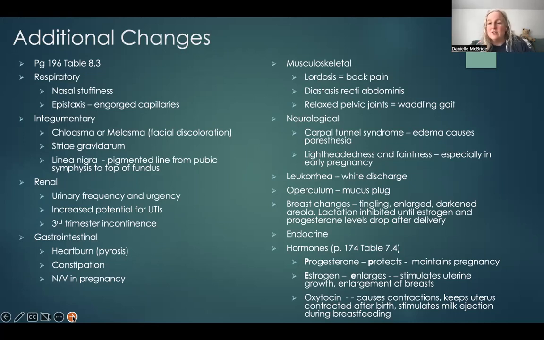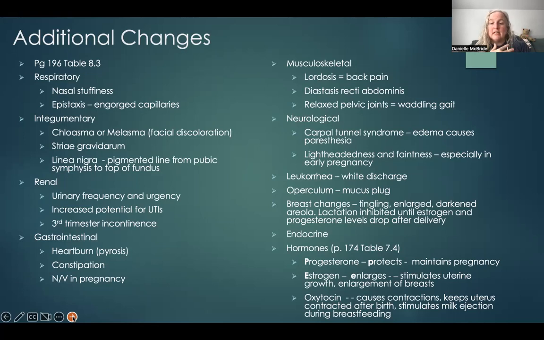Leukorrhea is white discharge. The operculum, that's the name for the mucus plug, and it shows up sometimes in school, but I don't really hear it discussed in the hospital, like, "Oh, she brought me her operculum." But the mucus plug lives in the cervix and protects from bacteria entering, and close to the end of pregnancy, oftentimes the mucus plug comes out. And so women will be like, yes, this came out of me, and they want to bring it to you and show it to you.